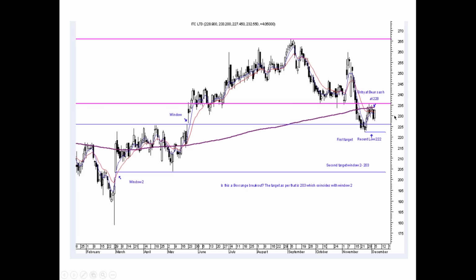Okay, which coincides. Okay, this to me is not a box range. A box range is when you have a support area tested over a period of time, like support here and resistance over here. Let me see if I can find a box range for you. All right, so this is something like that. This would be a box over here.